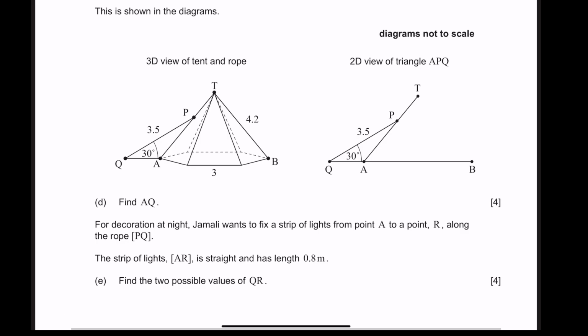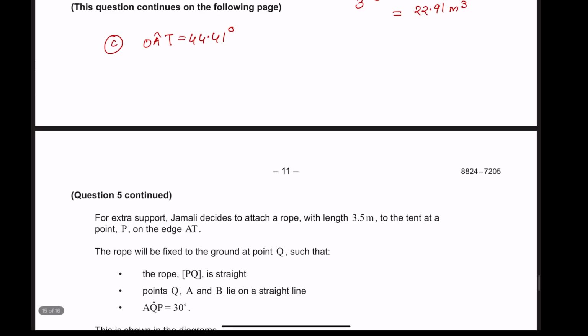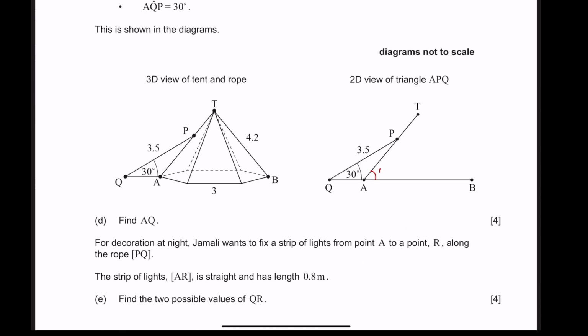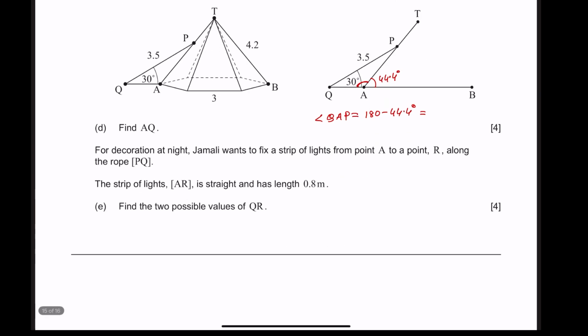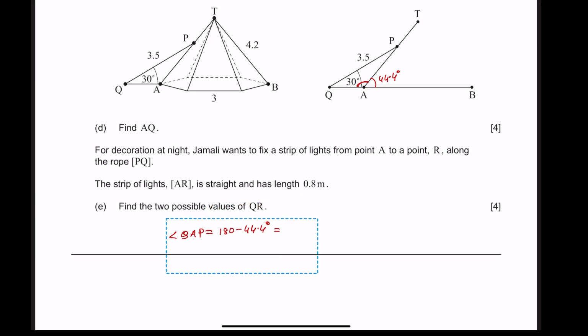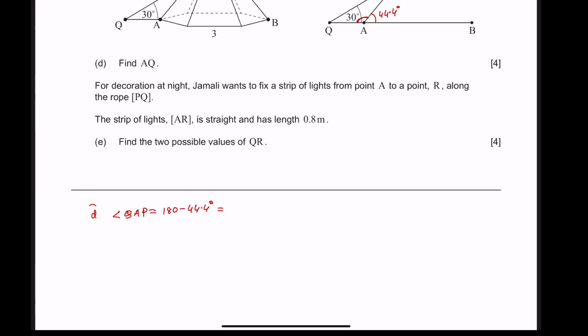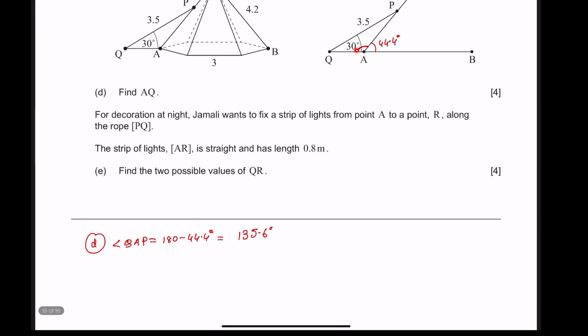Now what would be this angle? This angle is basically the same as what we just found here. It's 44.41 degrees, it's basically OAT. Or let's take 44.4 degrees. So this angle QAP will be 180 degrees minus 44.4 degrees, which is equal to 135.6 degrees. This is angle QAP.